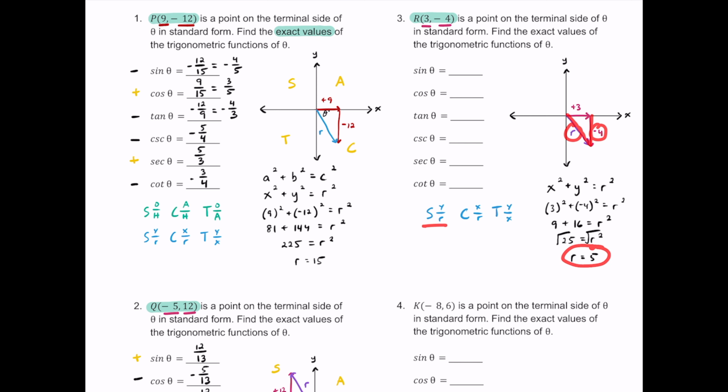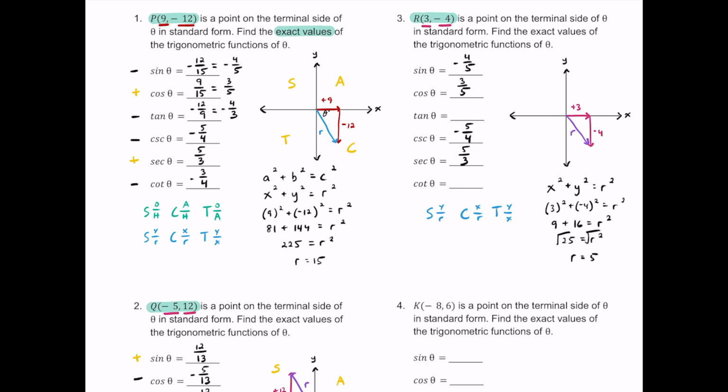So it looks like we're going to have negative 4 over 5, which means that cosecant is going to be negative 5 over 4, the reciprocal. Then we go over to cosine. Cosine is x over r. So here's x, that's positive 3 over r, which we found out is 5. And so that's positive 3 over positive 5. Secant is the reciprocal, so it's 5 over 3.